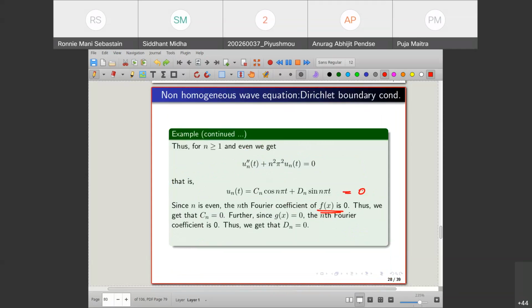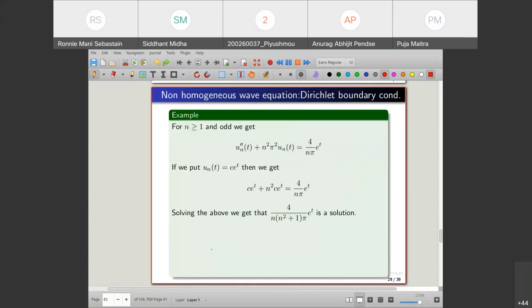This is just by uniqueness of the solution, because we have un(0) is 0 and un'(0) is 0. So for n greater than or equal to 1 and even, we get that the un are 0. Okay, so let's see what happens in the odd case. For n greater than or equal to 1 and odd, once again, let's go back.